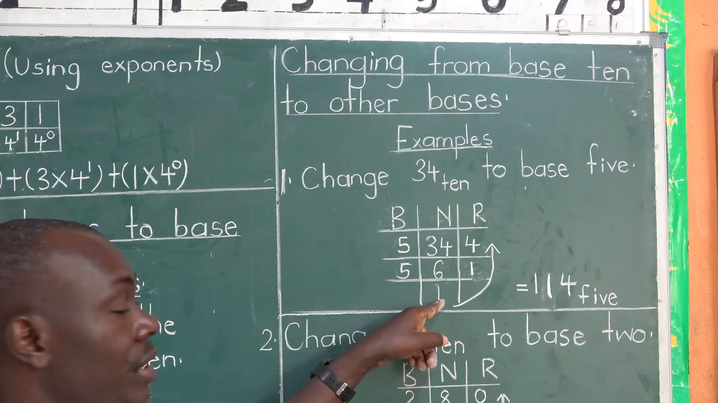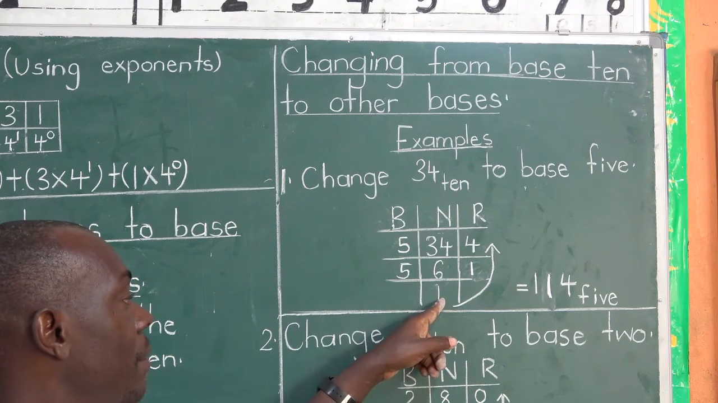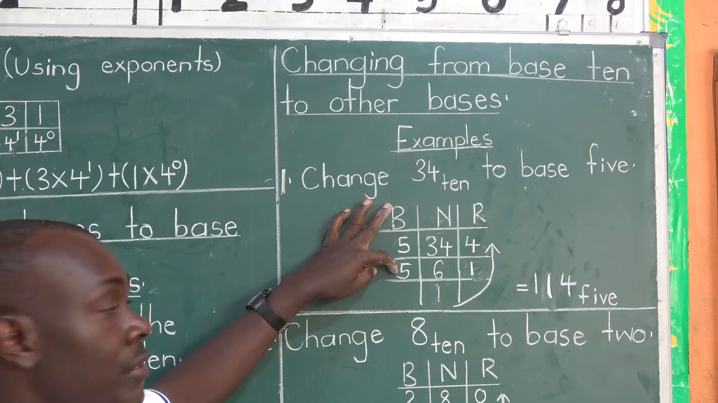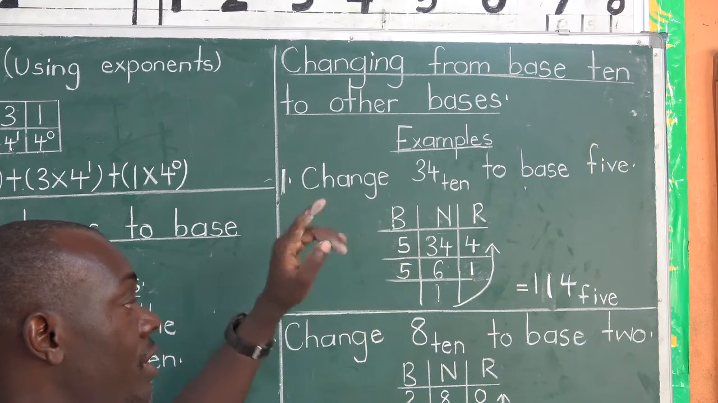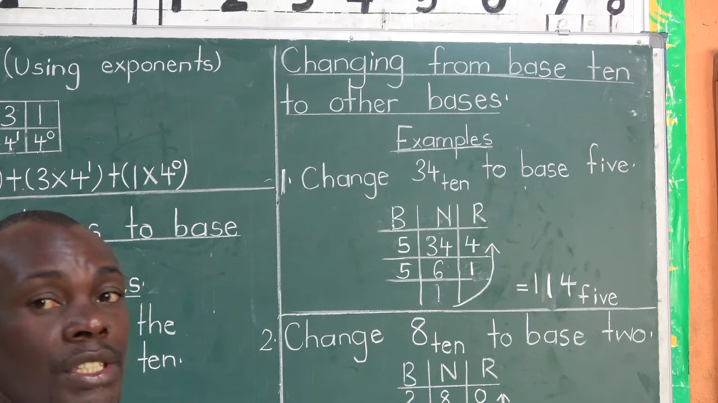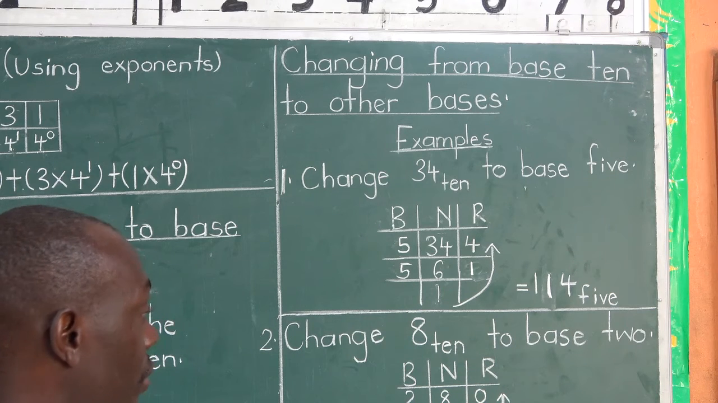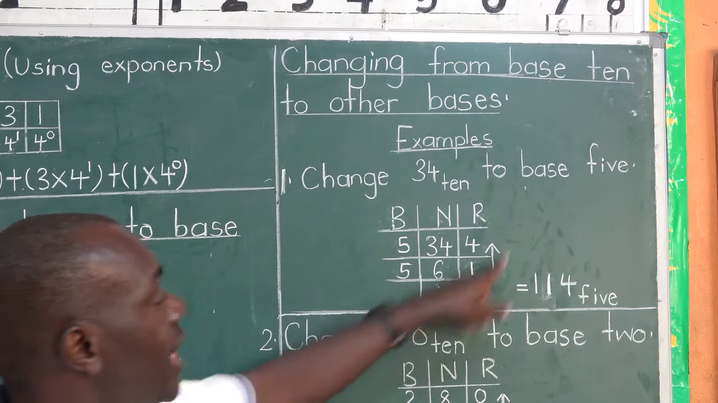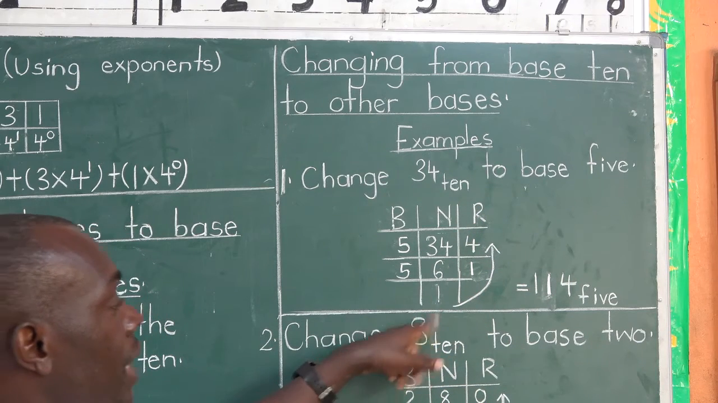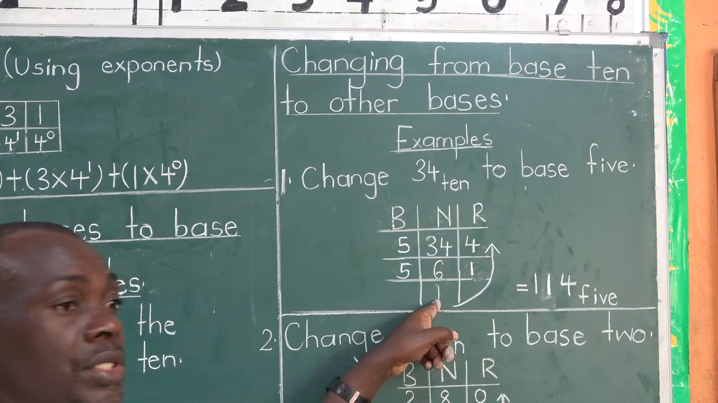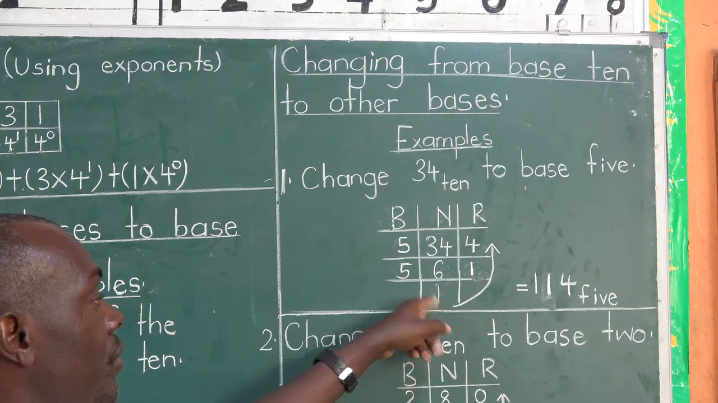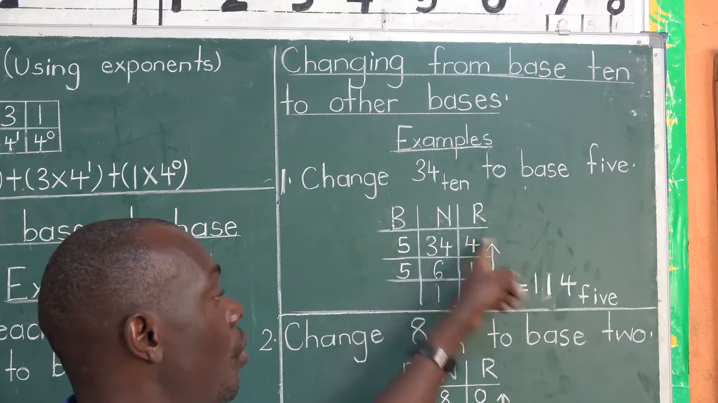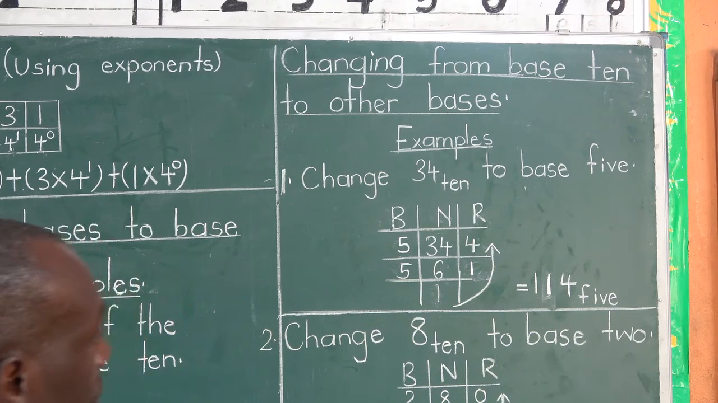Why can't we continue dividing? This remaining number is no longer equal to 5 or greater than 5. So therefore you can no longer divide, because 1 divided by 5, you cannot give anyone anything in terms of a whole. And here we're dealing with a whole. So we write the answer upwards for the remainders. The last remainder is this one, because it cannot be divided by 5. So we go 1, 1, 4, base 5 is the answer.